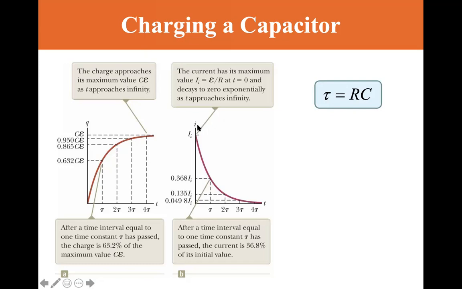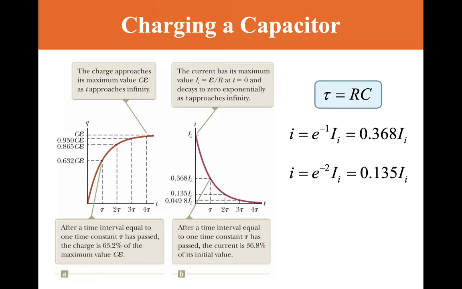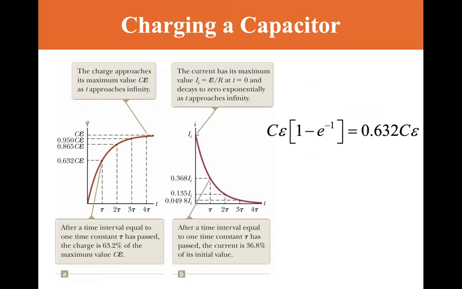The current, however, starts off at a maximum, and after 1 tau is 36.8% of the current. After 2 tau, it's 0.135, and so on. And tau is equal to the resistance times the capacitance. So after 1 tau, basically that's 1 over e times I, that's 0.368 times I. After 2 tau, it's 0.135.